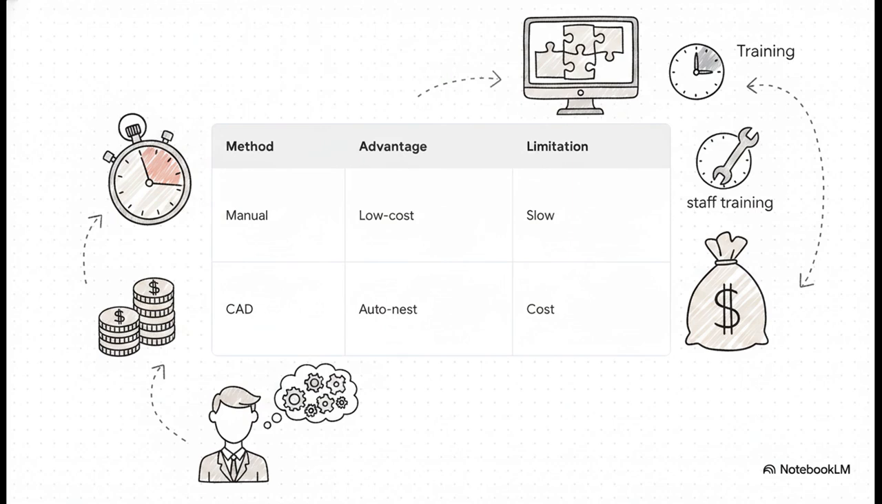Let's weigh them objectively here. Look, manual layouts are simple and they're undeniably cheap to start, but they are incredibly time-consuming and inherently less efficient simply because human planners can't calculate nesting options as fast as a computer algorithm. CAD software, on the other hand, delivers incredible accuracy and those amazing auto-nesting features. But to be fair, it does come with limitations you have to plan for, namely a pretty high upfront software cost and the time it takes to properly train your staff to use it.